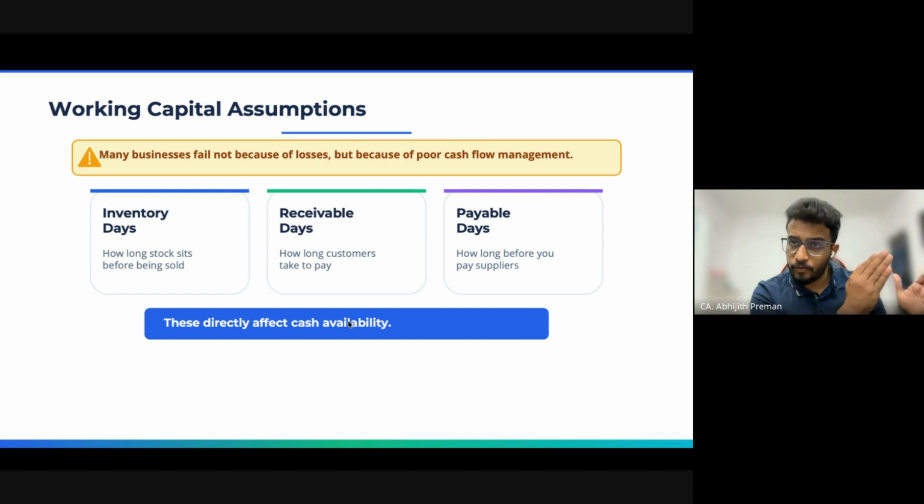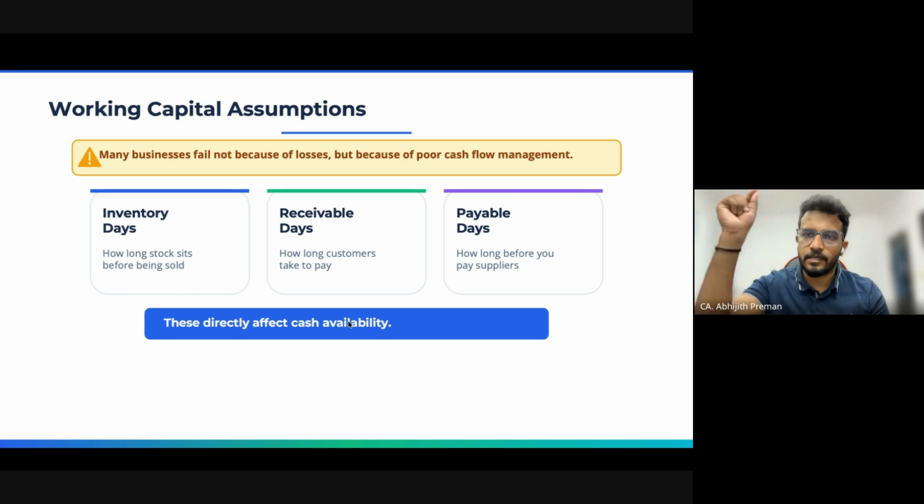Okay. But if you look at the P&L, the P&L won't reflect this inventory thing, because in P&L, how we arrive at gross profit is sales minus cost of goods sold. What is cost of goods sold? Opening stock plus purchases minus closing stock. So this stock element gets nullified in the profitability calculation.